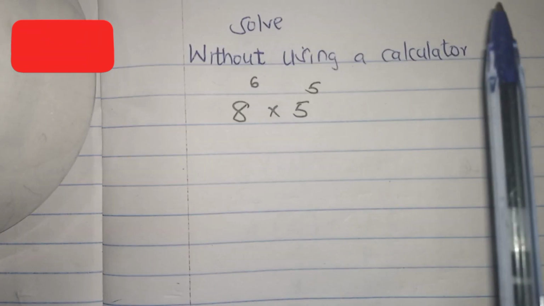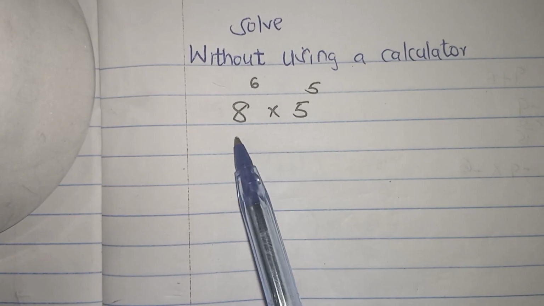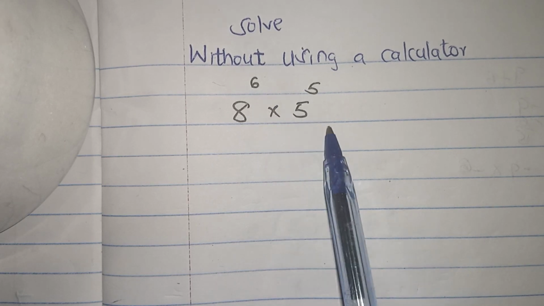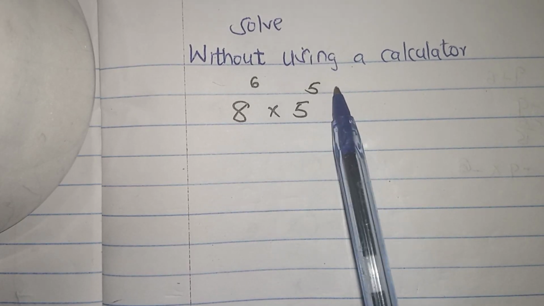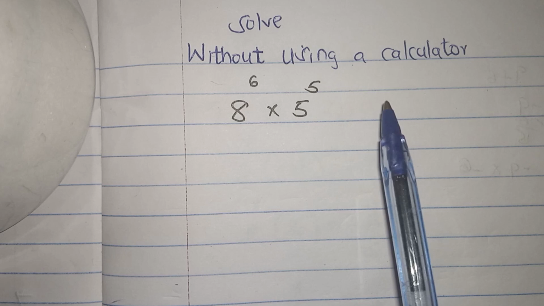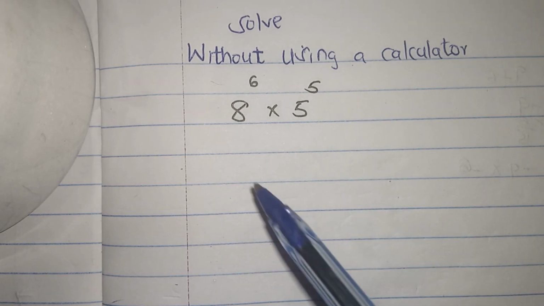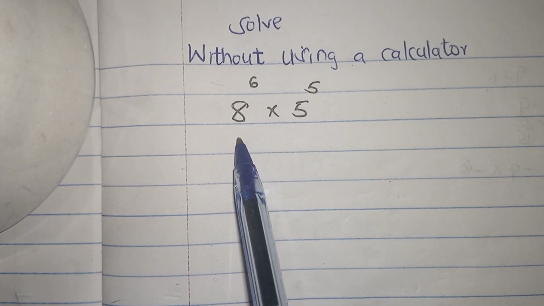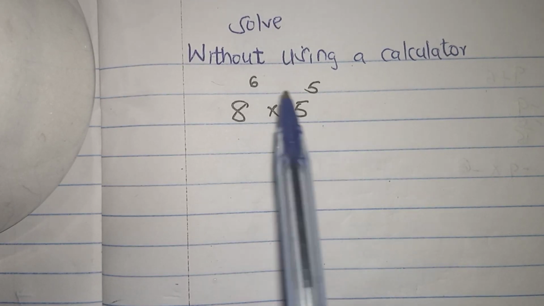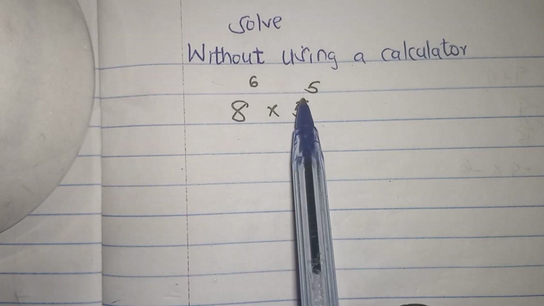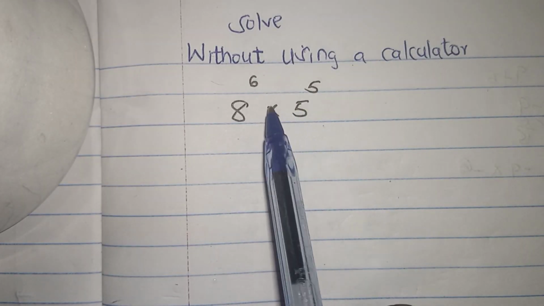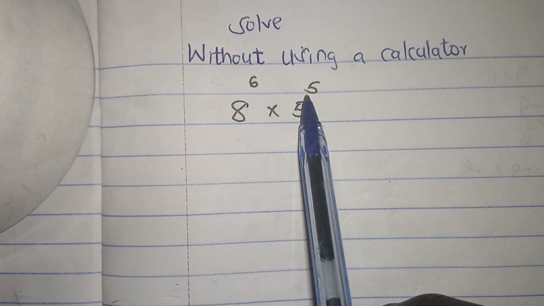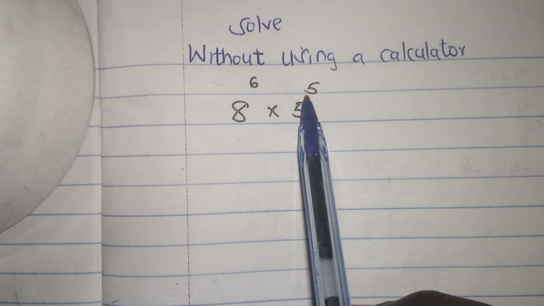Solve without using a calculator: 8 to the power of 6 times 5 to the power of 5. We are supposed to solve without using a calculator. So 8 and 5 are our bases. 6 and 5 are our powers. 6 and 5, they have a relation.